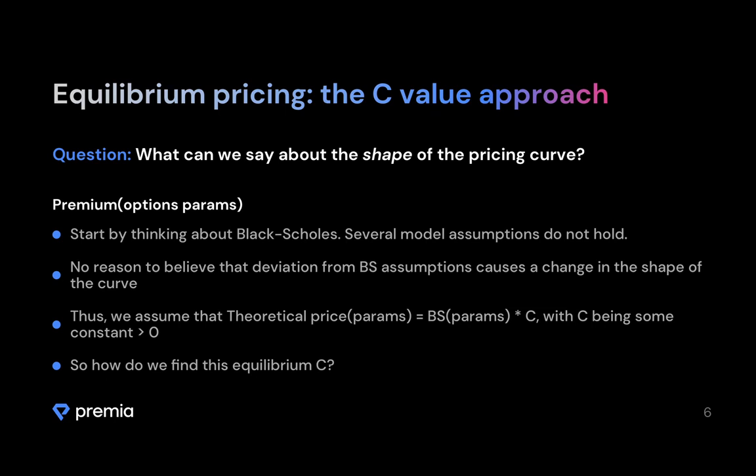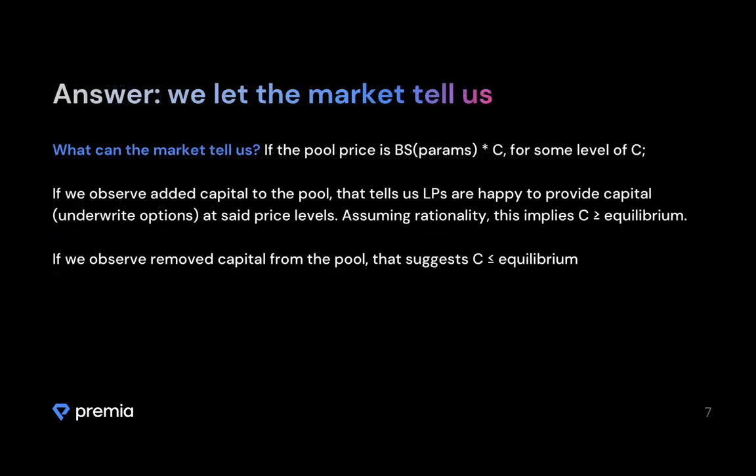And the answer is that we need to let the market tell us. The way we can go about this is we initialize this pricing function with some C0 and look at the market signals to update this to new values of C. The intuition behind that is that if we observe added capital to the pool, then that tells us that liquidity providers are happy to provide capital at said price level. And assuming rationality, this implies C being above or equal to the theoretical market clearing C, at least asymptotically.